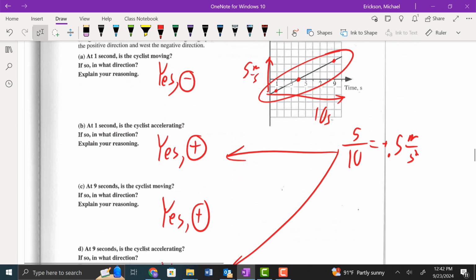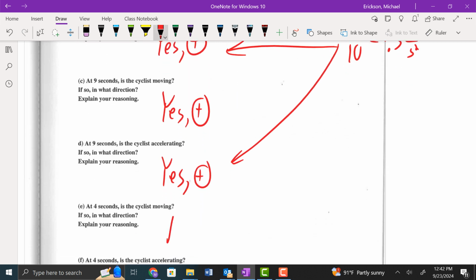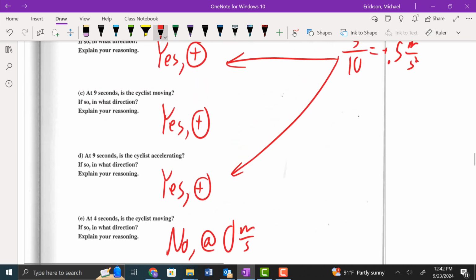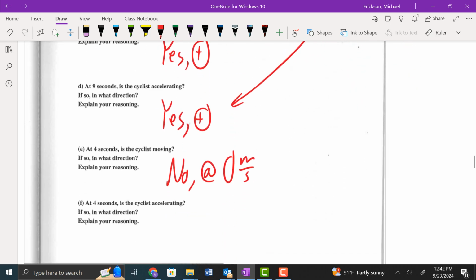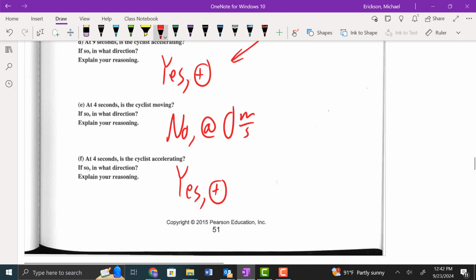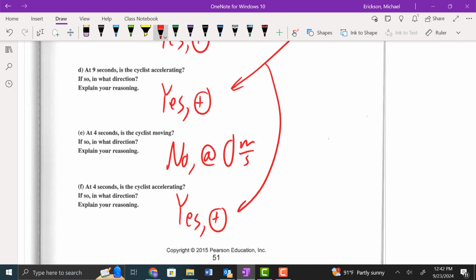At 4 seconds, are they moving? Oh, look at that. I'm at the origin, which in this case means I'm not moving. I'm at 0 meters per second. I'm not moving. But are they accelerating? So once again, I think in the English language, we use accelerating to mean moving, but in physics, it really just means change in velocity. A moment before I'm moving, a moment after I'm moving. So yes, I'm accelerating, and yes, it's still in the positive direction. So this also applies here.